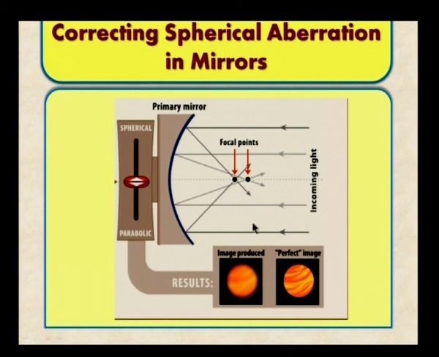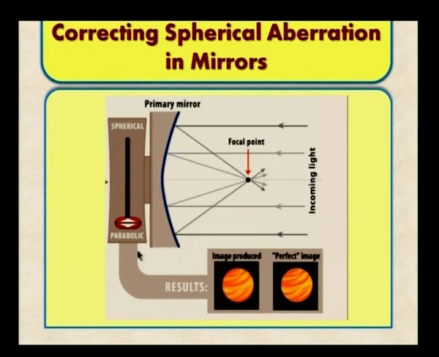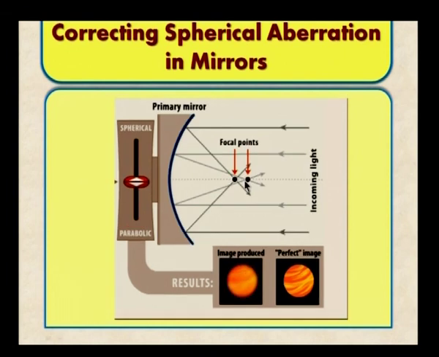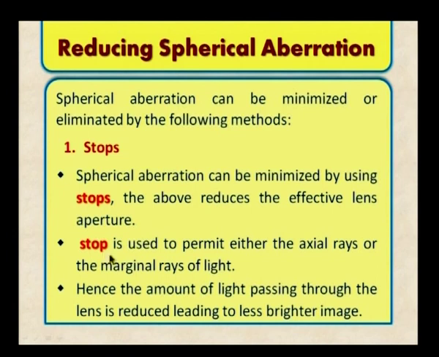So, the perfect image can be obtained by changing the shape of the mirror as I show here. In this animation, you can change the position and the curvature from a spherical mirror. If you go to a parabolic mirror, then the spherical aberration can be removed. So, as I told you, the spherical aberration can be reduced, or minimized, by using stops.